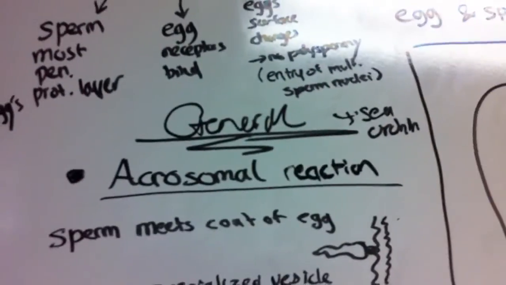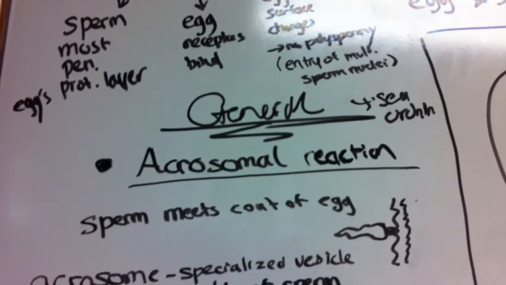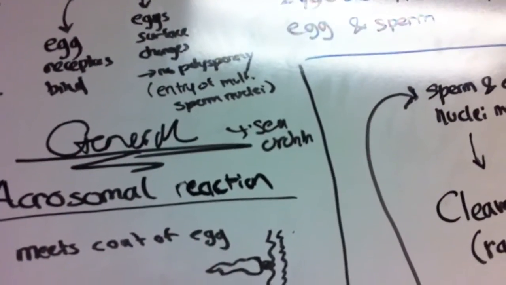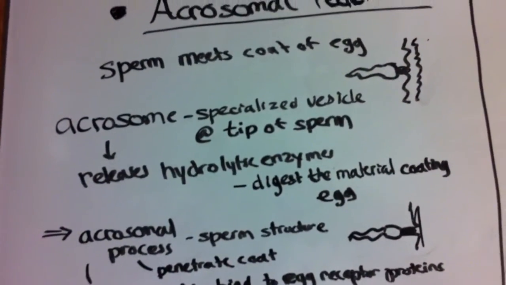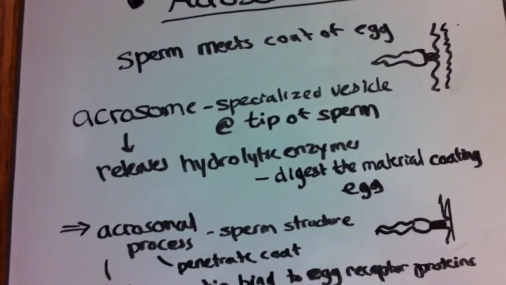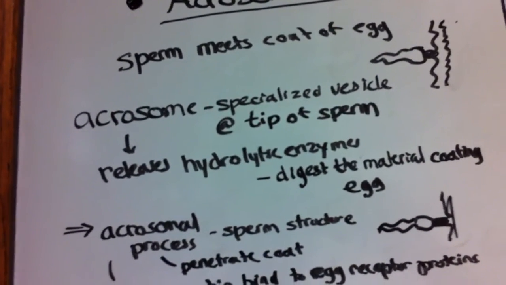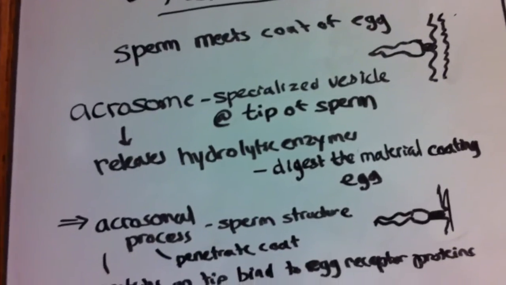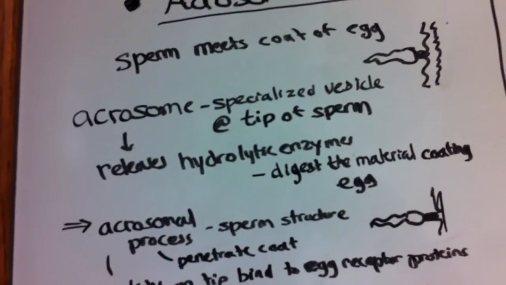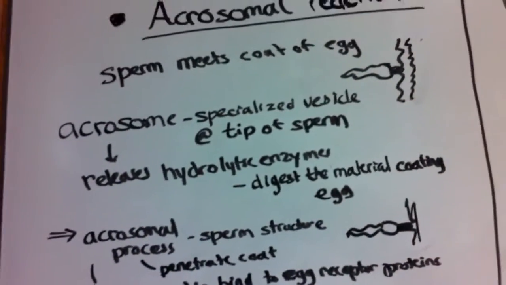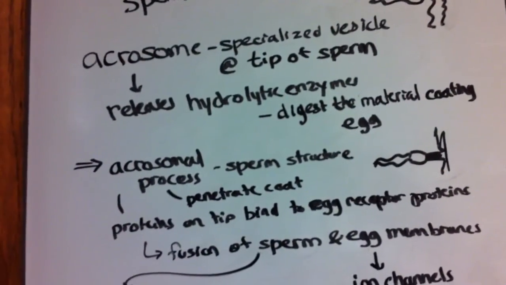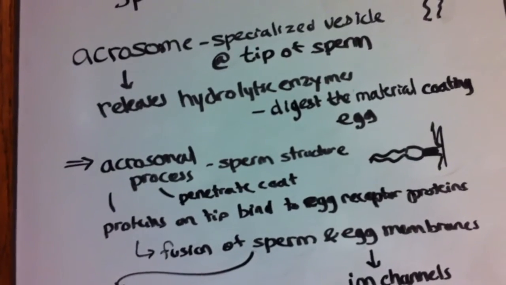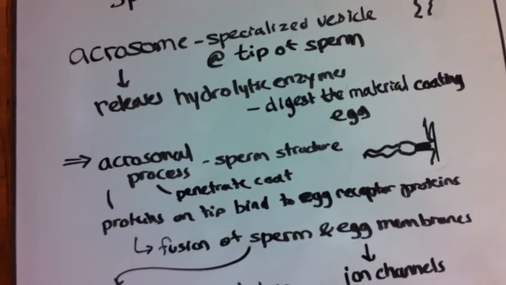So this is just a general outlook for what an acrosomal reaction will look like. And we'll use the model example of sea urchin to demonstrate our ideas. First of all, the sperm will meet the coat of the egg, and that's where we begin our acrosomal reaction. Our acrosome, which is a specialized vesicle at the tip of the sperm, will release hydrolytic enzymes. These hydrolytic enzymes will digest the material coating of the egg, and that will allow our acrosomal process, this little sperm structure, to penetrate the coat.